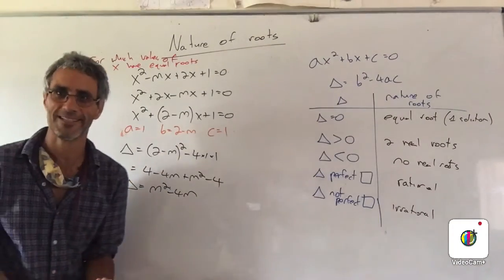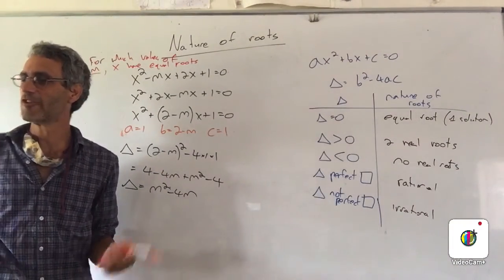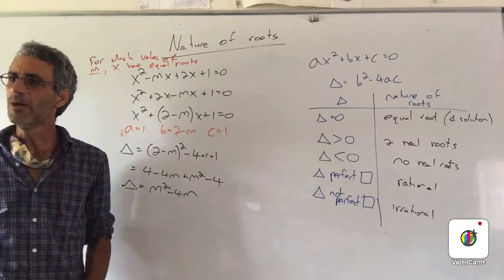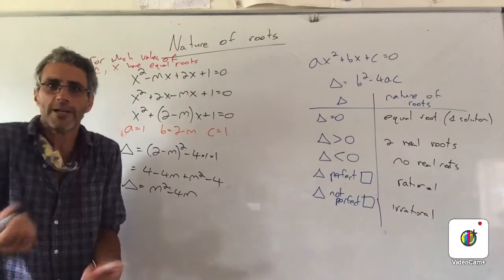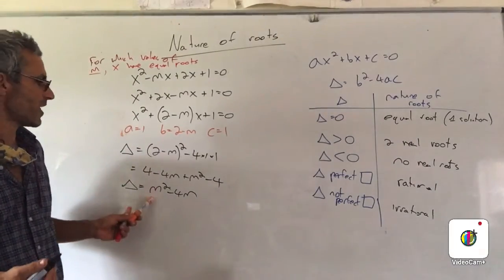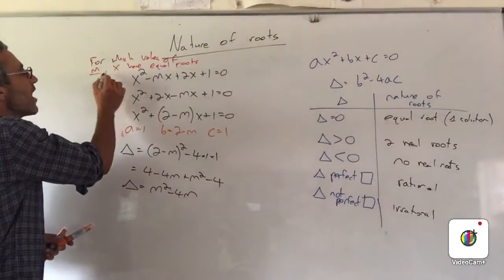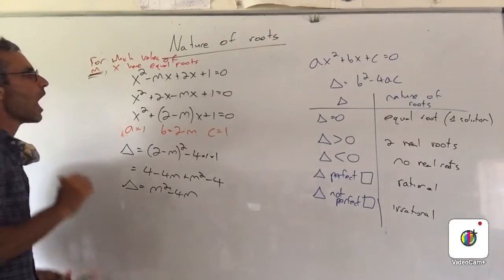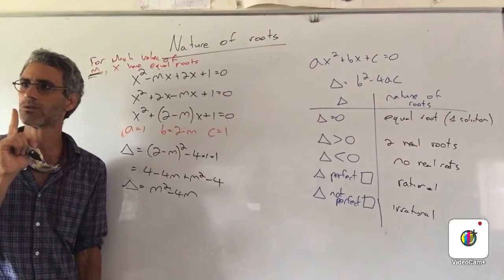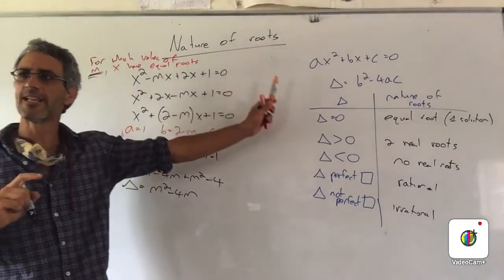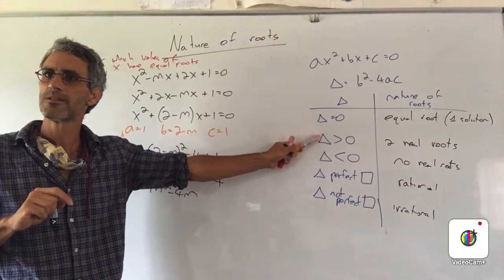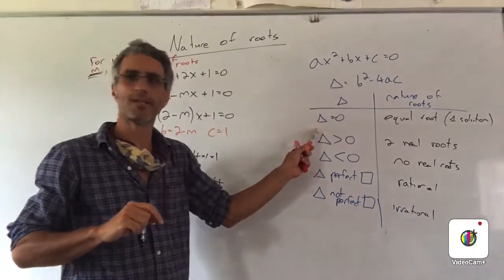I can't calculate the delta because I don't know what m is. If you give me an m, I'll calculate the delta. But that's not the question. They're not asking me how many roots there are. Currently, we don't know how many roots there are because I don't know what m is. The question is for which values of m I will have one equal root. So to have one equal root, what does delta have to be? 0.